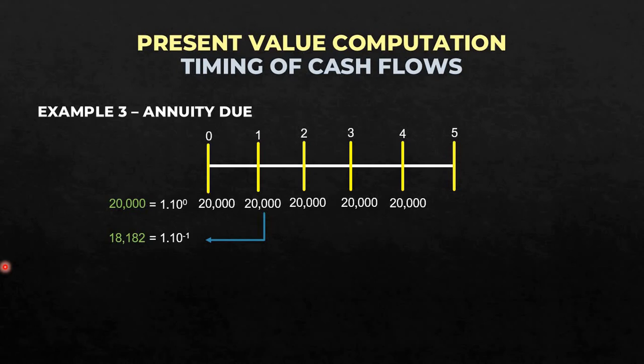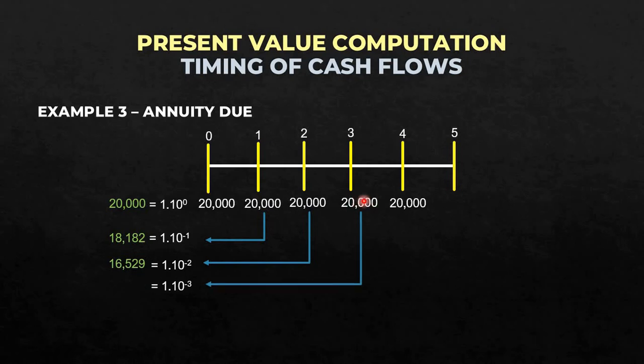And for the third 20,000 pesos, ang formula natin is 1.10 raised to negative 2. Again, negative 2 ang ating exponent kasi dadaan ang dalawang compounding periods bago natin ma-receive itong 20,000 pesos na to. So, ang sagot dyan is 16,529 pesos. Then dito sa pang-apat na 20,000 pesos, since dadaan ang tatlong compounding periods bago ito ma-receive, ang formula natin is 1.10 raised to negative 3. Ang sagot dyan is 15,026 pesos. So lastly, ang ating panglimang 20,000 pesos, bago natin ma-receive to, dadaan ang apat na compounding periods. Kaya, ang ating exponent will be negative 4. At ang sagot, kapag minultiply natin, 20,000 times 1.10 raised to negative 4 is 13,660 pesos.